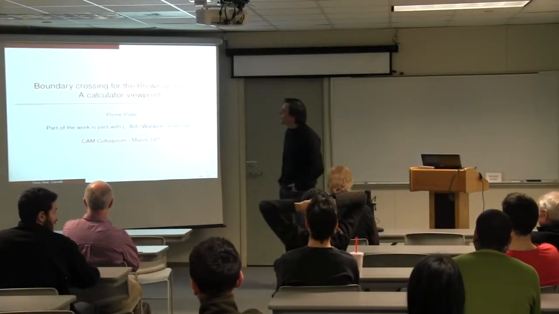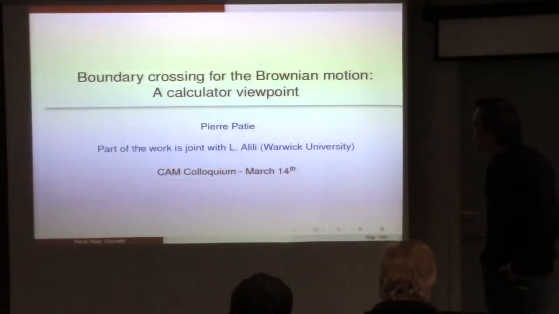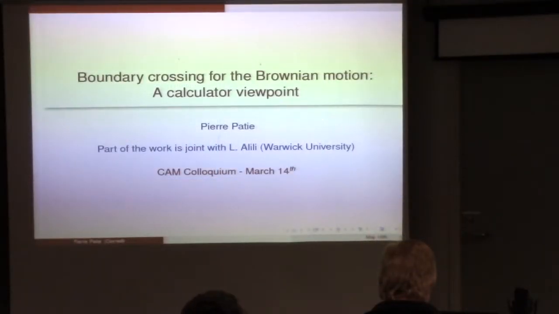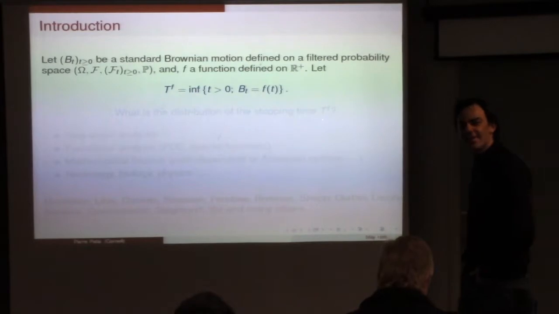So indeed, I'm going to talk about the boundary crossing problem for the Brownian motion. Let me start by explaining the title. It will be a two-step process: I will first explain the first line and then the second line. Our setup is very simple and the problem is very easy to describe.